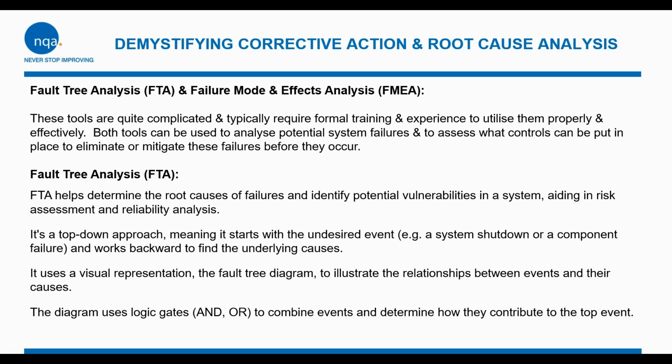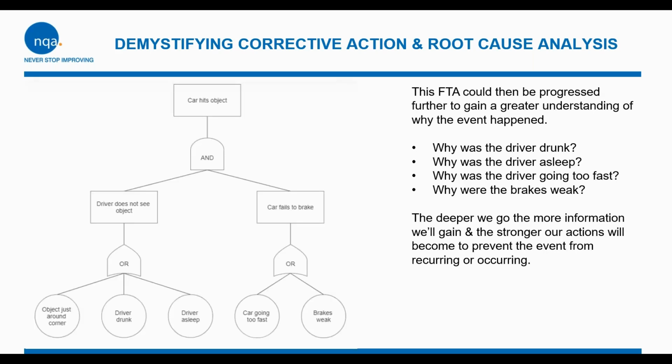It's a top-down approach, meaning it starts with the undesired event, the thing that you don't want to happen, or the undesired event that has happened. So a system shutdown or a component failure, and then you work backwards to find the underlying causes. It's a visual system, and you generate the fault tree diagram as you dig into the issue. The diagram also uses logic gates such as AND, OR, and they're combined with the events that contribute to the top event. And here's a very short, sharp one.